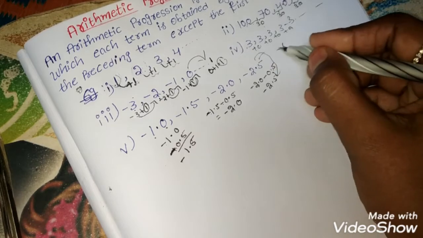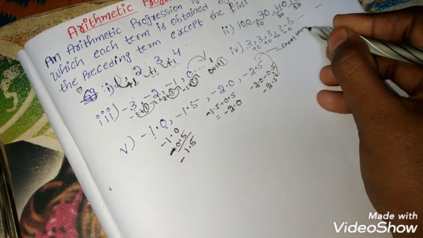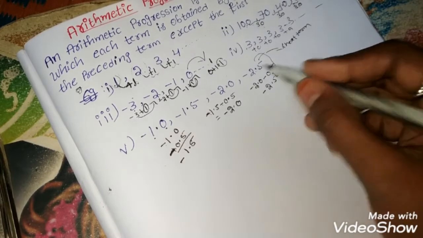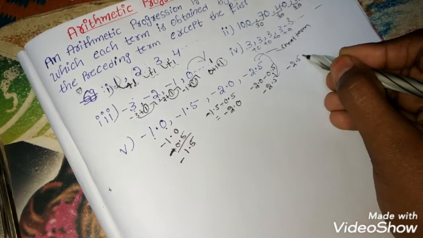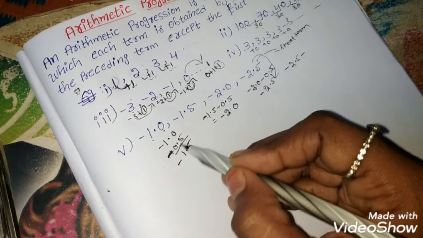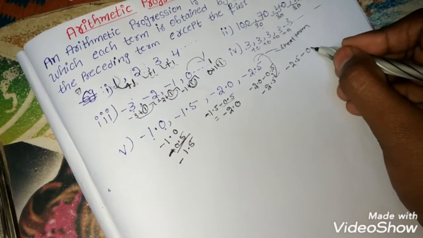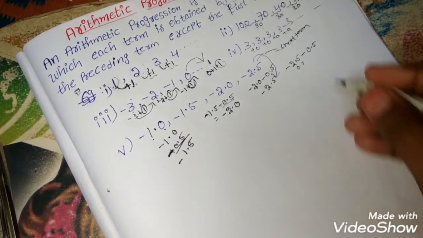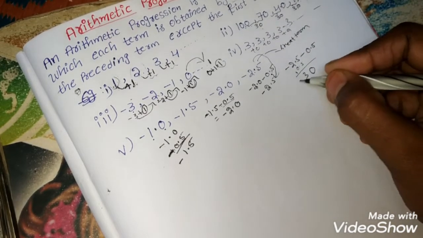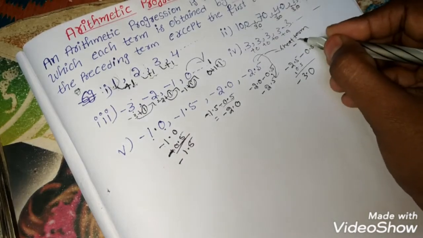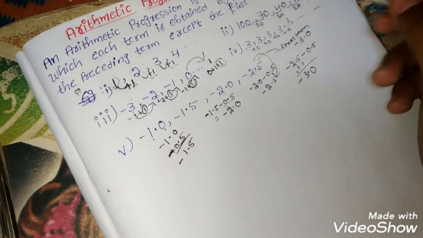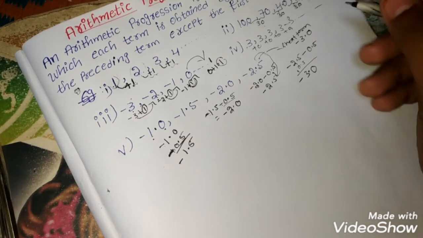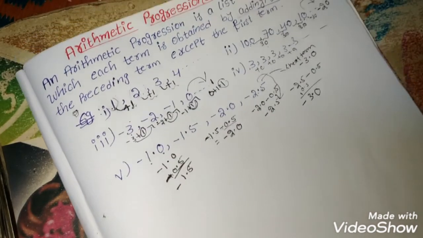And what is the next term? Can you guess what the next term is? What do we have to do? We have to take the preceding term, that is minus 2.5. Again, the fixed term. What is the fixed term here? Minus 0.5. So 2.5 and 0.5, we get 3.0, so minus 3.0. The next term is minus 3.0. And what is the next term? Minus 3.5. Next term minus 4.0. Like that. So these are arithmetic progressions.